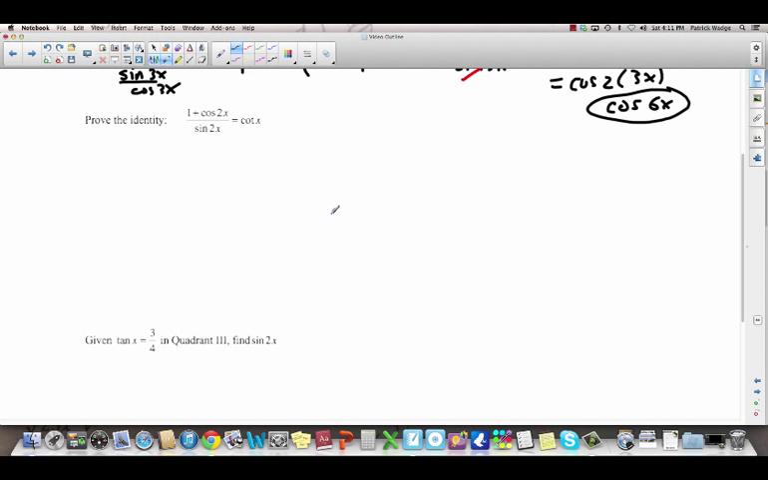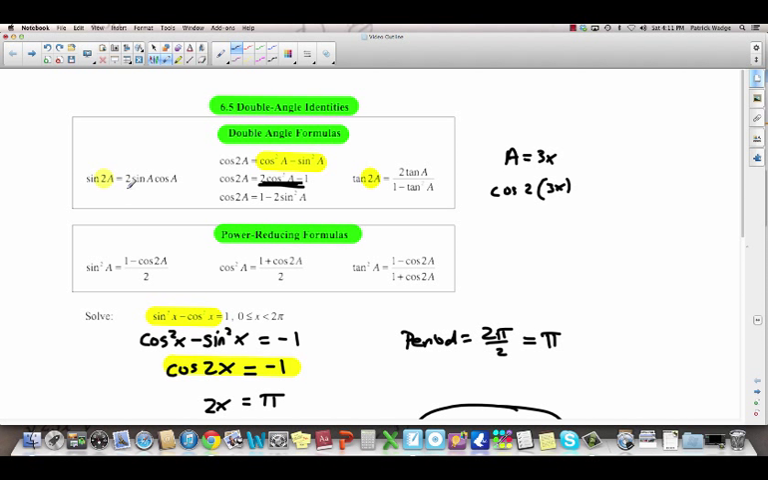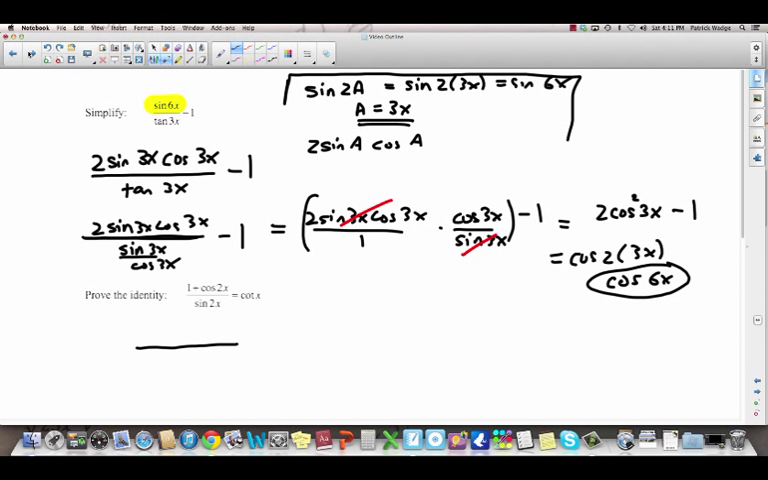Okay, prove the identity. So we want the left-hand side to look like the right-hand side. Let's start with the more complicated side, which is the left side, and see what we can do. Well, we have two double angle formulas. The bottom should be no problem because it's a sine 2x, and there's only one way to switch the sine 2x. What's sine 2x switch to? It switches to 2 sine x cos x, so that's for sure 2 sine x cos x.